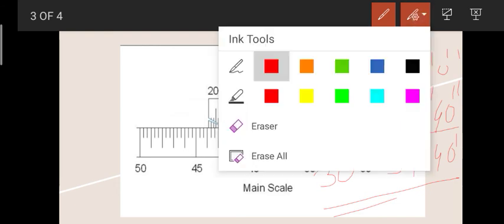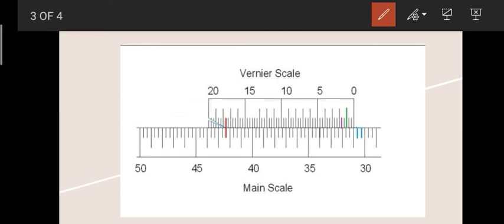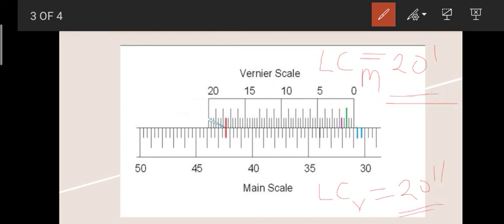One more thing you have to remember here, and that is asked very much in the exam, is the least count. The least count of the main scale is 20 minutes, and the least count of the vernier scale is 20 seconds. This is very much important. This is asked by everyone in the viva, in the lab exams. Keep this in mind.